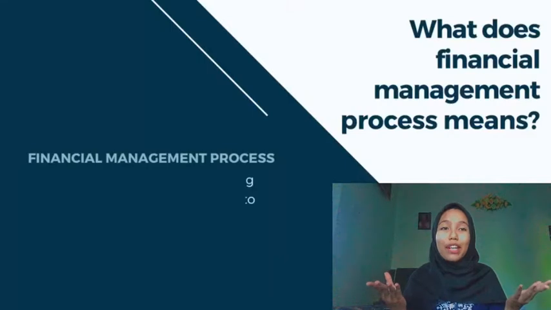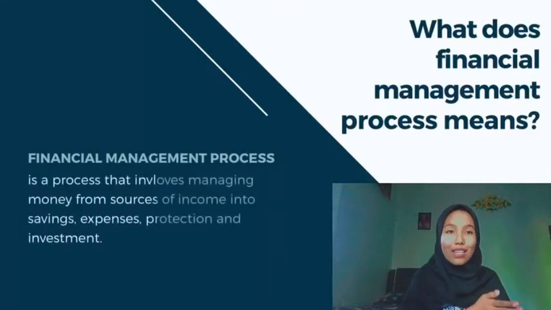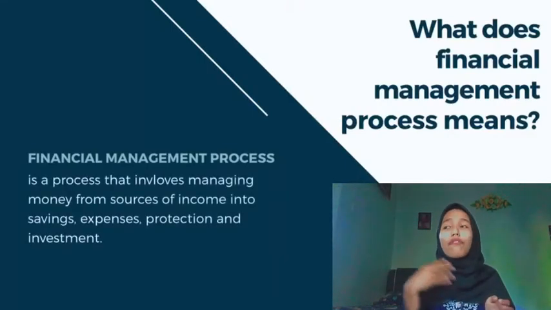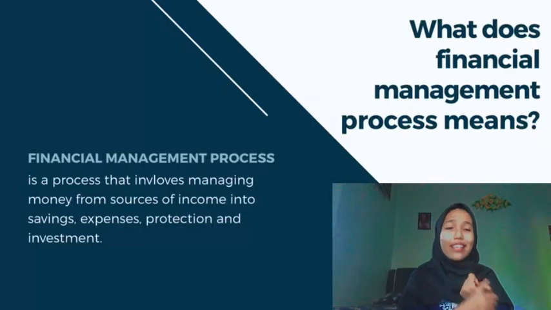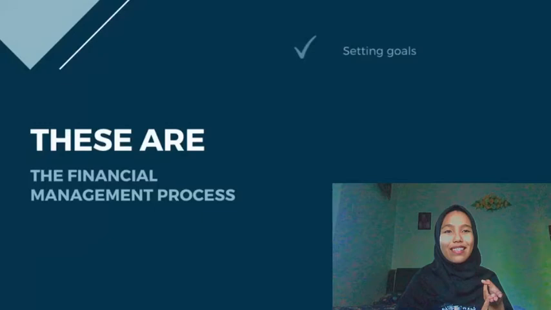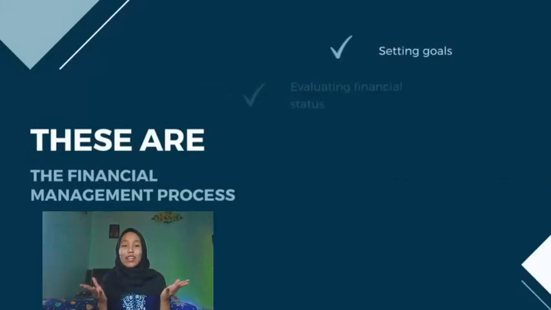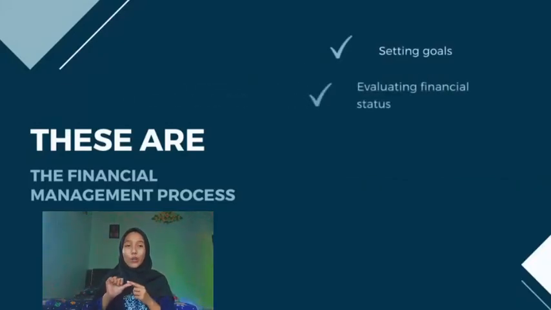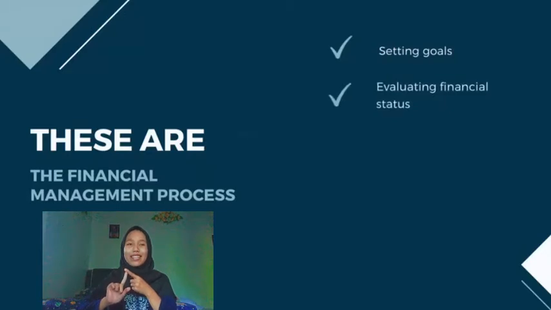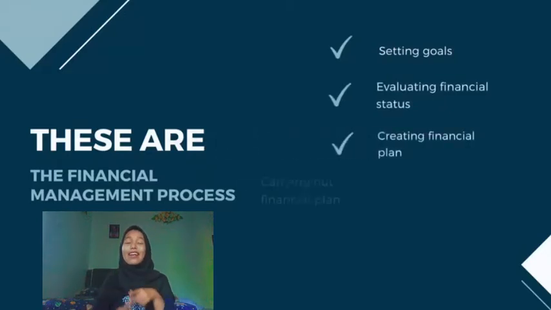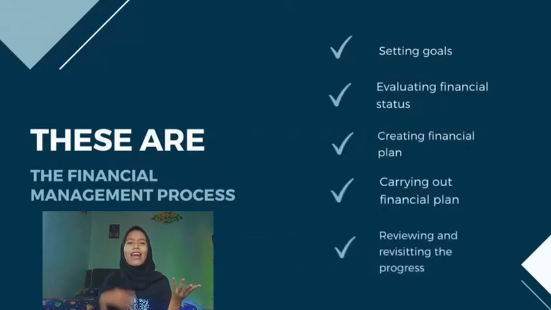What does financial management process mean? It is a process that involves managing money from sources of income into savings, expenses, protection, and investments. These are the financial management process: setting goals, evaluating financial status, creating financial plan, carrying out financial plan, and reviewing and revisiting the progress.